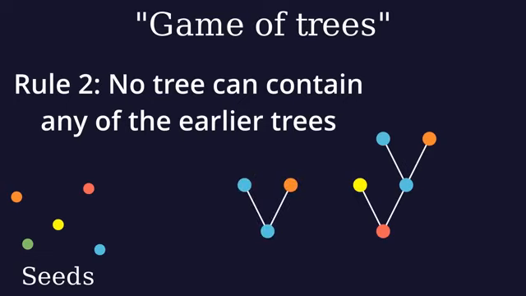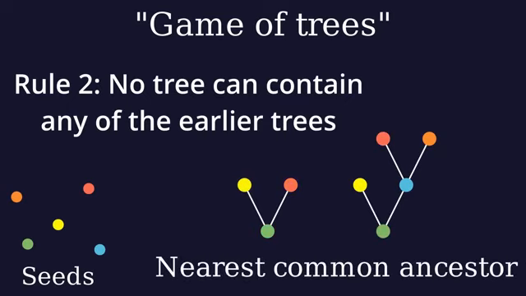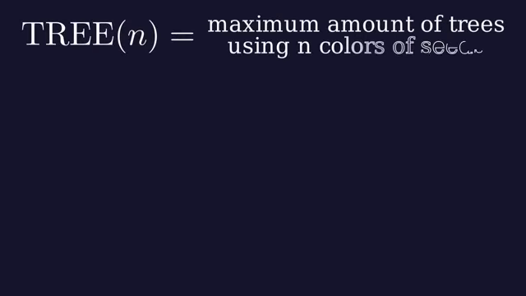Also, a tree is contained in another tree when they preserve the nearest common ancestor rule. In this tree, the nearest common ancestor of the yellow and red seeds is the green seed. In the other tree, the nearest common ancestor of the yellow and red seeds is also the green seed. It means that the first tree is contained in the second tree, so the second tree cannot be built. The TREE of n function tells us how many trees we can build using n colors of seeds.